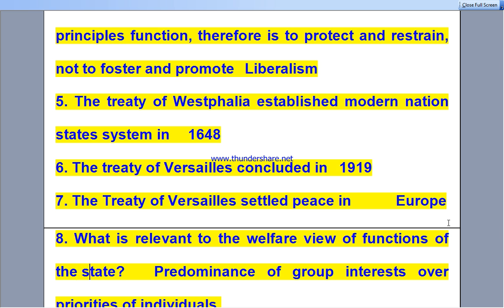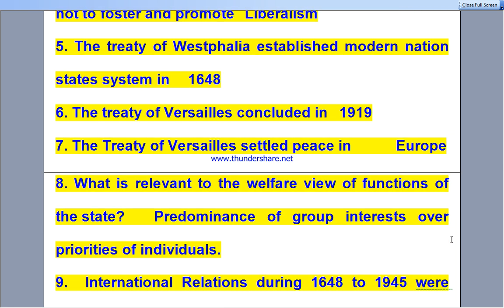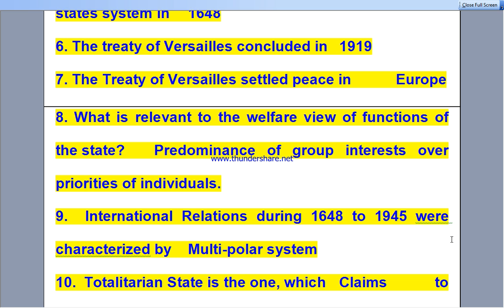Number five, the Treaty of Westphalia established modern nation-state system, which was signed in 1648. Number six, the Treaty of Versailles concluded in 1919 after the end of First World War between Germany and Western European countries. Number seven, the Treaty of Versailles settled peace in Europe.